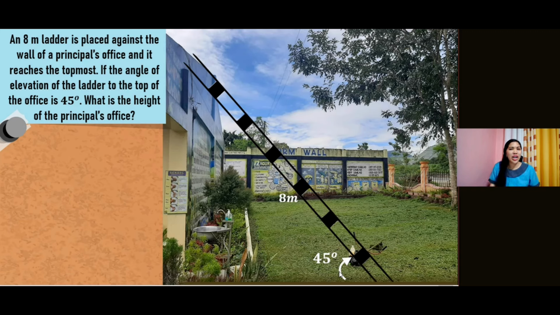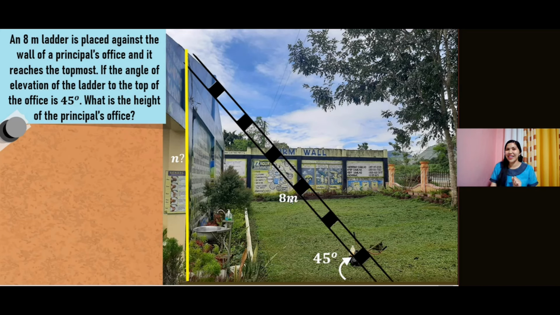Now, the question is, we are asked to find the height of the office. So you have here, from this point to the ground. So this is our missing side. Now, if we let n be that missing side, as you can see here, we are able to make a right triangle. Now, if we let this angle here be our angle of reference, what side is n and what side is 8 m?